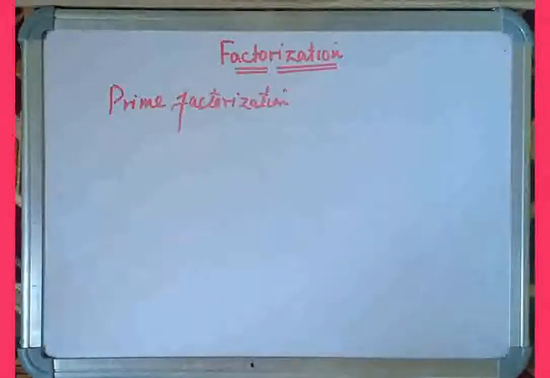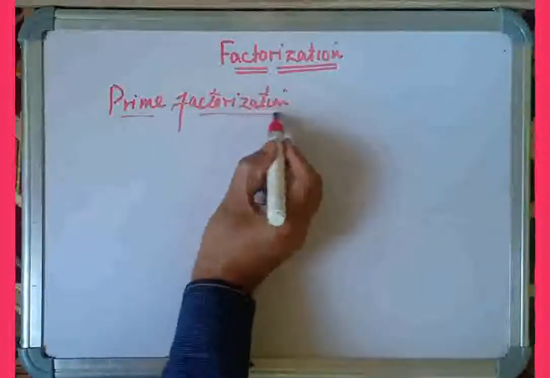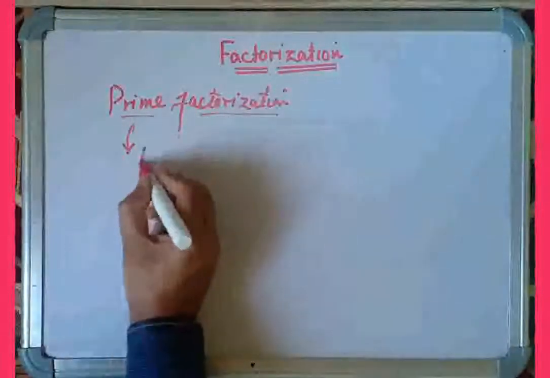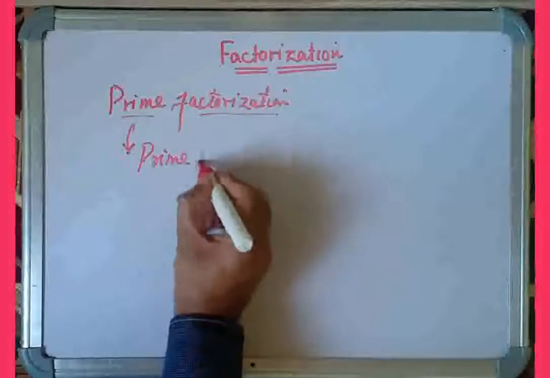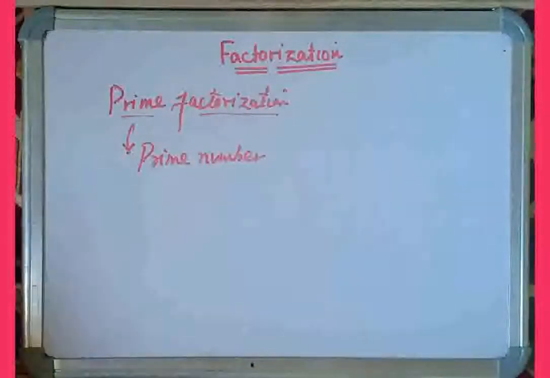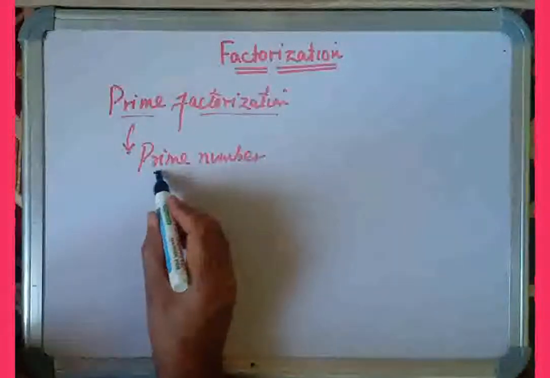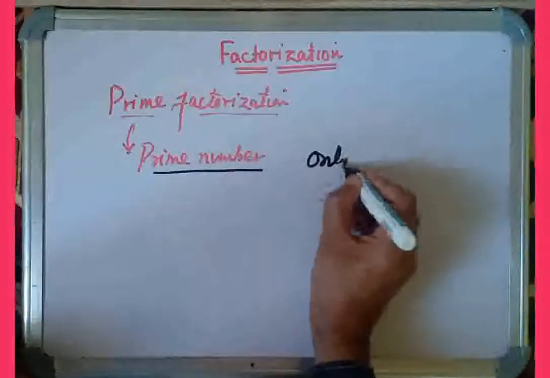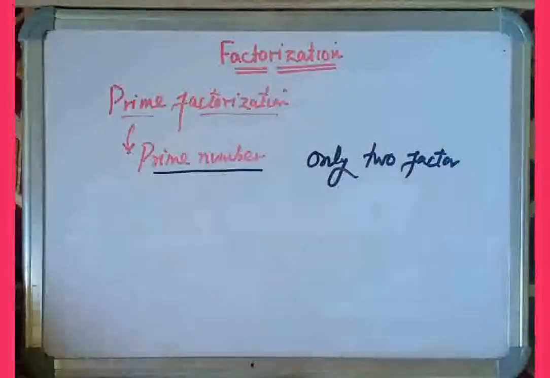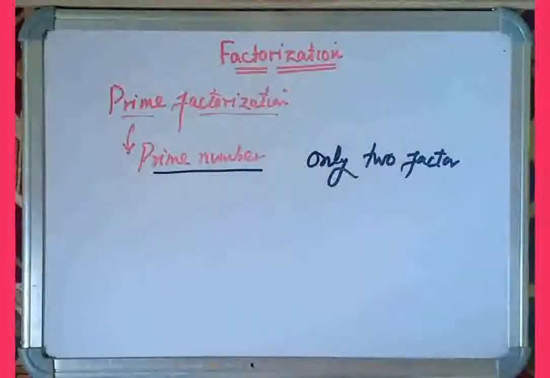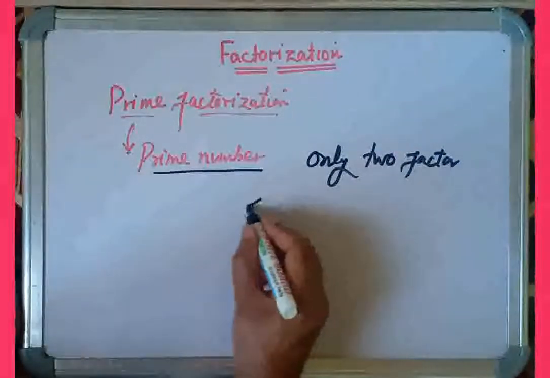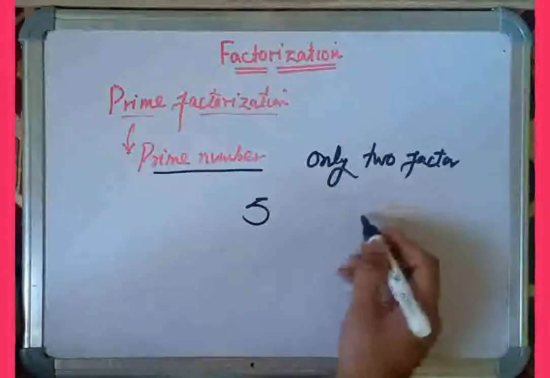There is another thing that we need to know, that is prime factorization. Before this, we must know what prime numbers are. Then only we will be able to understand what prime factorization means, right? Prime numbers are those numbers which have only two factors. If you remember, we obtained all the possible factors of 30, and there were more than two, so 30 is not a prime number.